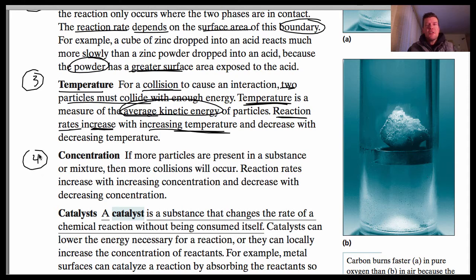Number 4, if you want a lot of collisions, why not just put a lot more particles in there, a lot more of the substance together? It's like packing a room full of people. You're bound to bump into somebody. Okay? So concentration, more particles means what? More collisions. And therefore, if you have more collisions, the possibility, the probability that some of those collisions will result in reactions is going to be greater. Okay? So reaction rates increase with increasing concentration.